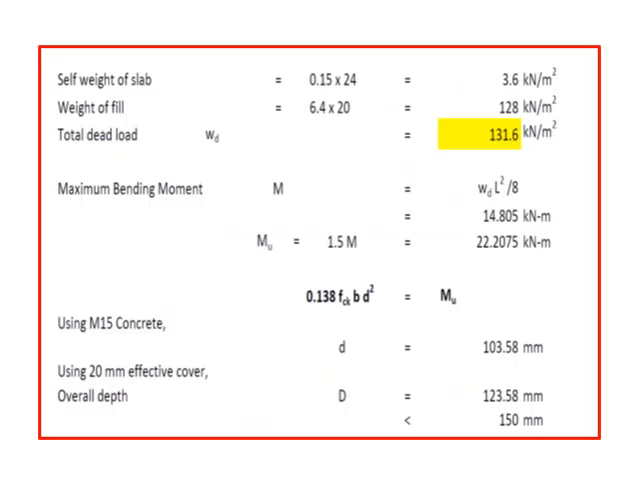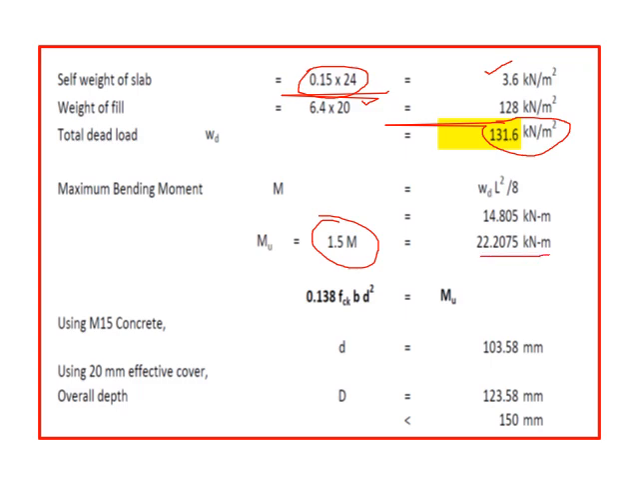Now you know that the self-weight of the slab is 15 centimeters thick, so 0.15 into 24 comes to 3.6 kilonewton per meter square. The weight of the fill is 6.4 meters, the height of the fill, multiplied by the unit weight, which is 128 kilonewton per meter square. So the total dead load coming on the RC slab is 131.6 kilonewton per meter square. Now you can calculate the bending moment, which is wL square by 8. For the ultimate moment you multiply by 1.5 and get the ultimate moment, which is 22.2. Now you can check the depth, whether the RCC slab provided is safe or not.